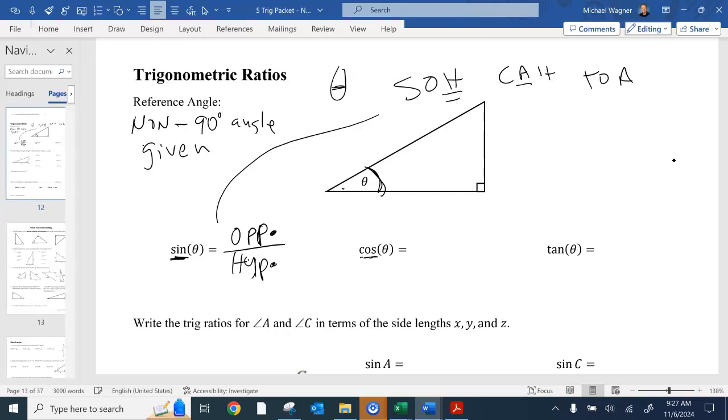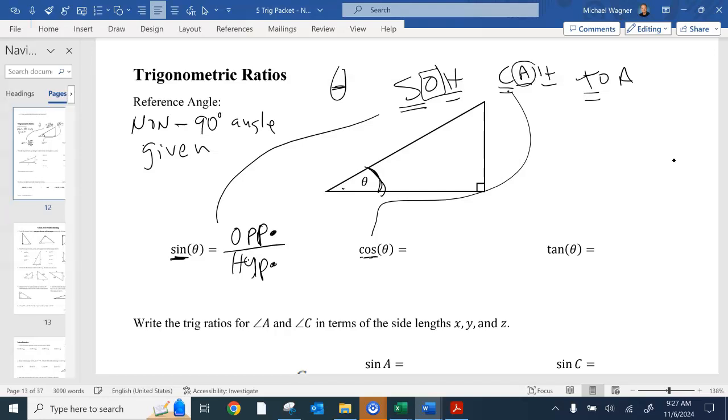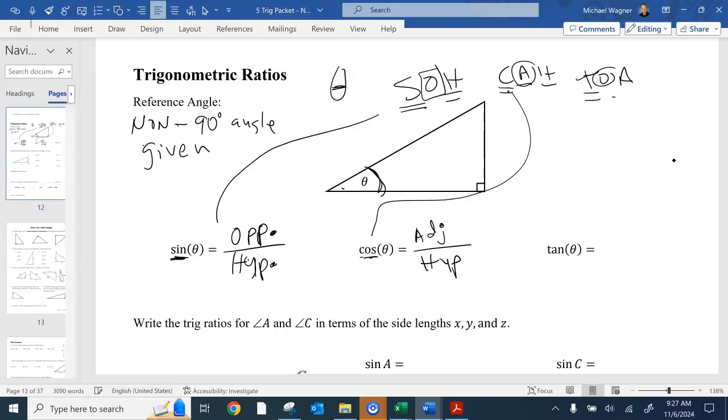Cosine is A over H. What does that mean? The first letter refers to either sine, cosine, or tangent, it's an abbreviation. So for cosine, we're doing that one now, that's equal to the first letter here, which is adjacent, and I'll talk about that in a moment, over hypotenuse. And finally, tangent is O over A, which is opposite side over adjacent.